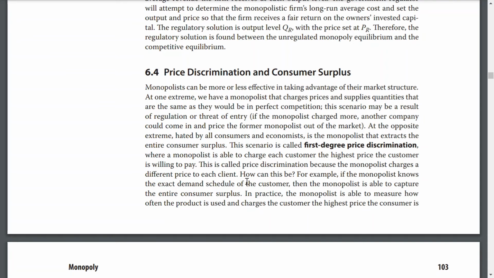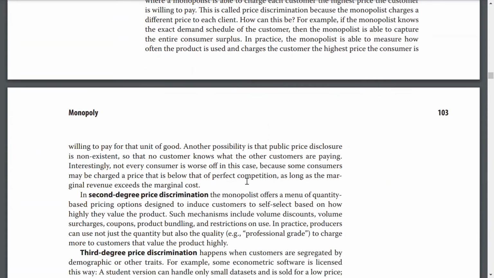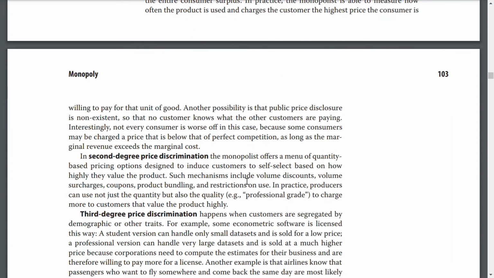In practice, the monopolist is able to measure how often the product is used and charges the consumer the highest price the consumer is willing to pay for that unit of the good. Another possibility is that public price disclosure is non-existent, so that no consumer knows what other consumers are paying. Interestingly, not every consumer is worse off in this case, because some consumers may be charged a price that is below that of perfect competition, as long as the marginal revenue exceeds the marginal cost.